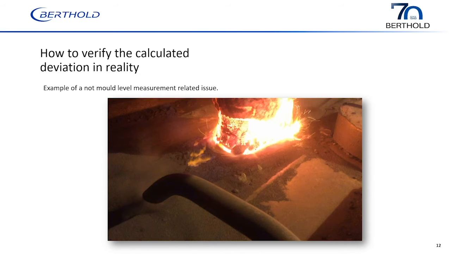Here is a movie showing the mold in this plant. This was a new thin slab caster, and if you look to the left of the SEN, that's the glowing pipe there, you will see the level is pumping periodically. So if you look in this area here, you will see the level goes up and down. Let's see if I can start it.